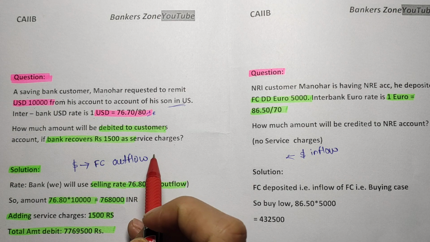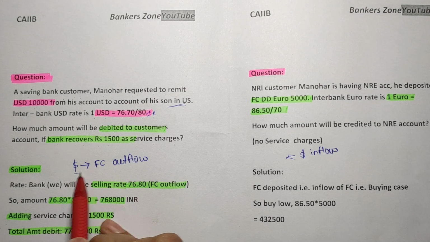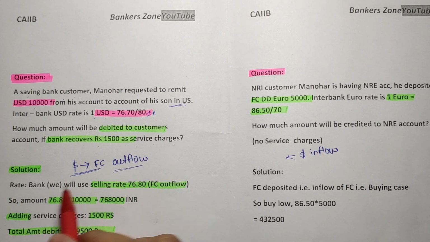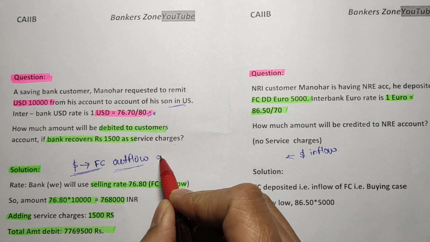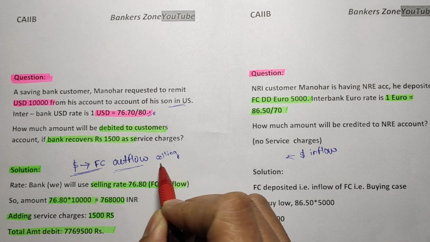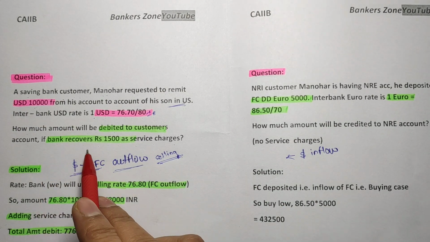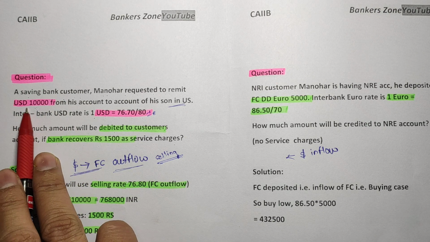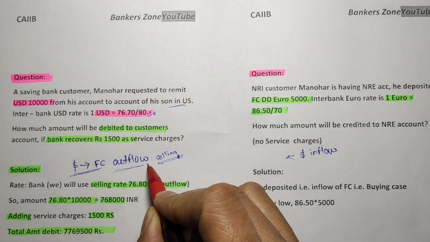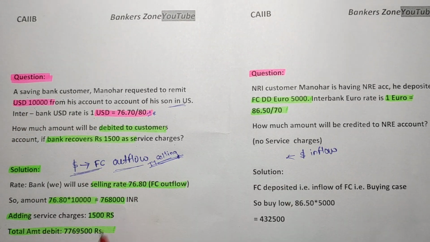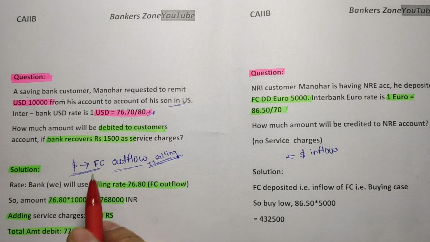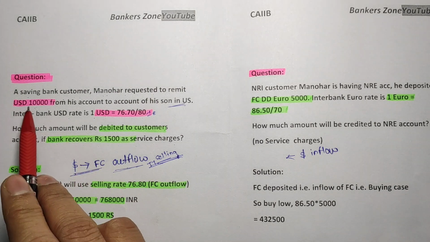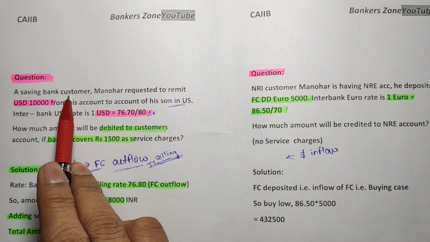So friends, see here very first, when there is the outflow of the currency, that means when the foreign currency is going away from the bank, that is the outflow of the currency, that time you have to apply the selling rate. And here you can say the transaction is happening on immediate basis. So here we can say it is the TT selling case.